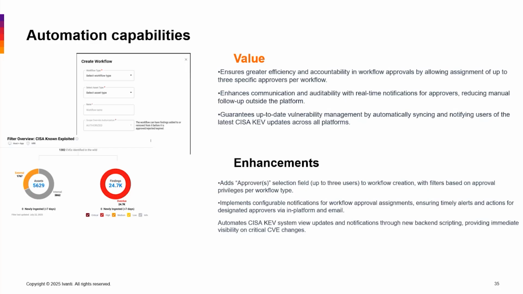Automation capabilities. So workflows in the RBBM platform, you can create a workflow for risk acceptance. You can create a workflow for false positives. You can create a workflow for remediation. There are different workflow types. But the feedback we receive from customers is, sometimes we had to communicate to the approvers outside the RBBM platform to make sure the workflows get approved. The reason could be they're not logging in frequently into the platform. It could be whatever.